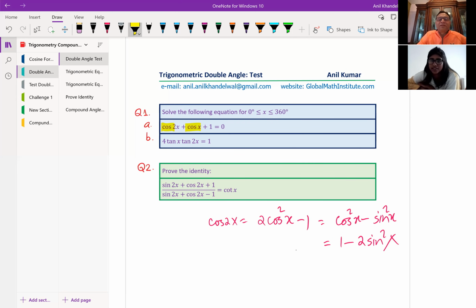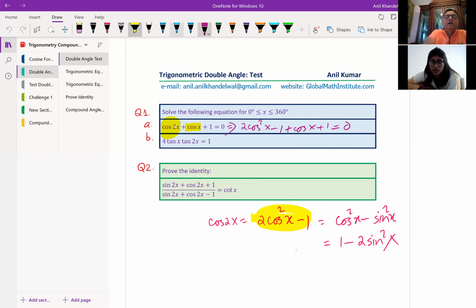Right. So as cos in this case, I will substitute this value here. And now it becomes very simple. I could write this equation as what? Substituting 2 cos square x minus 1 plus 1 is 0, right? So we get 2 cos squared x minus 1 plus cos x plus 1 equals to 0.